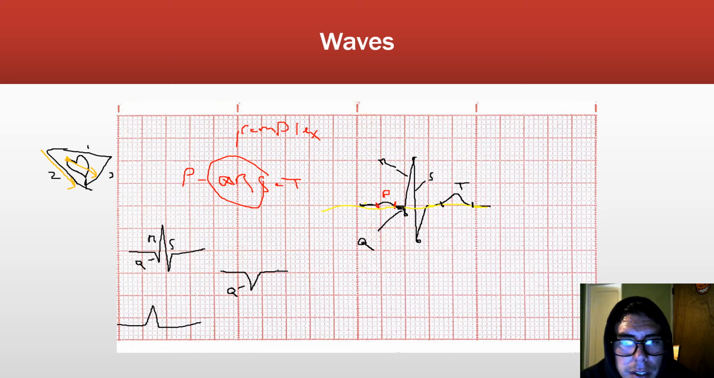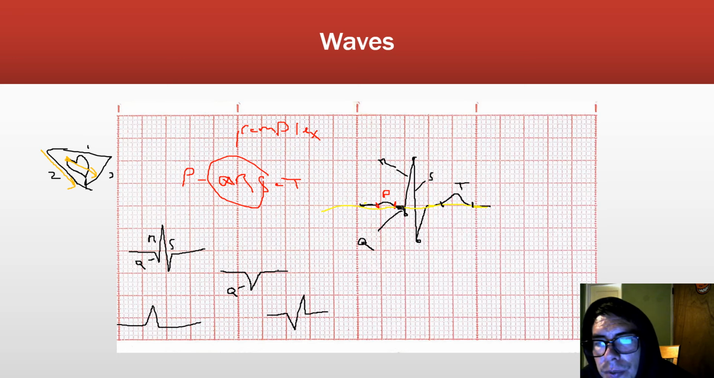And then, let's see, that's pretty much, oh, we can have this, which would be a QR complex because you have it drop down from baseline, it goes above baseline, making it an R wave, but it doesn't go down past it. But no matter what combination it is, we still just refer to it as a QRS complex.